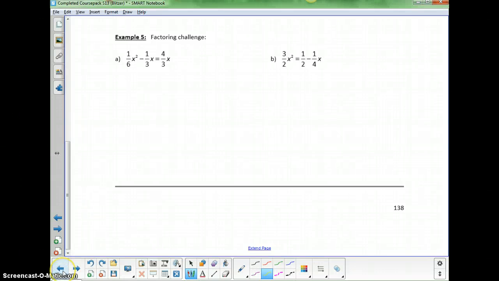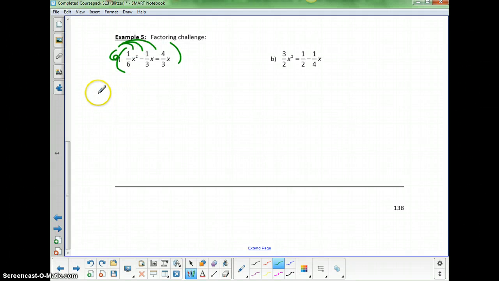These last two problems are a factoring challenge, but they're actually not as bad as they look. We are not going to try factoring these with the fractions. Instead, we're going to use the least common denominator to get rid of the fractions. In this first example, the least common denominator is 6, so we're going to go ahead and multiply everything by 6.